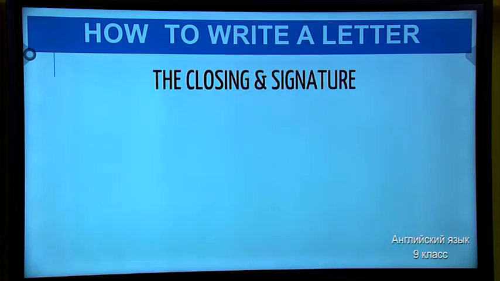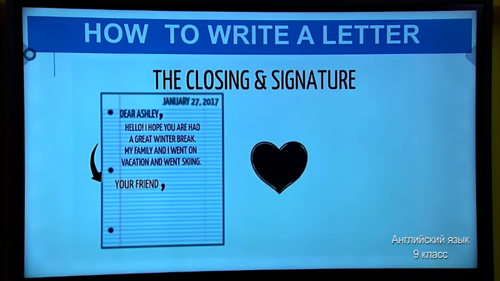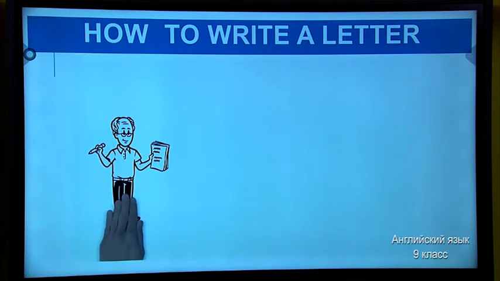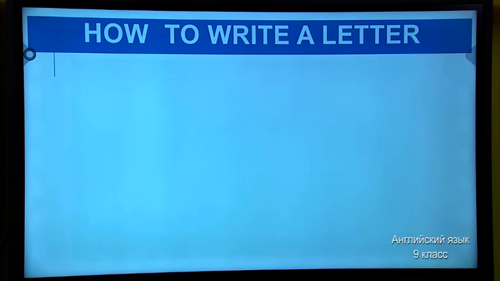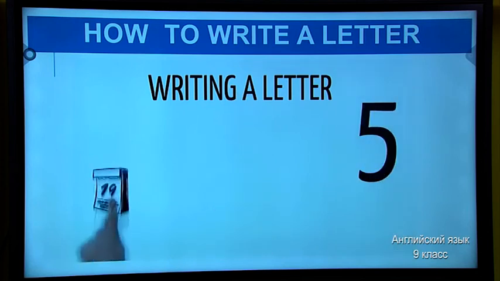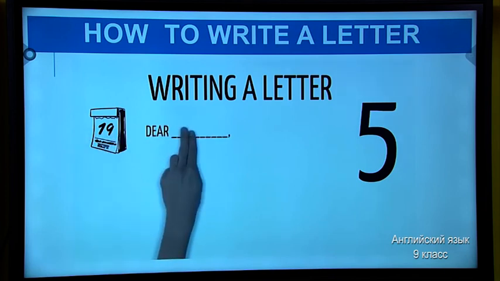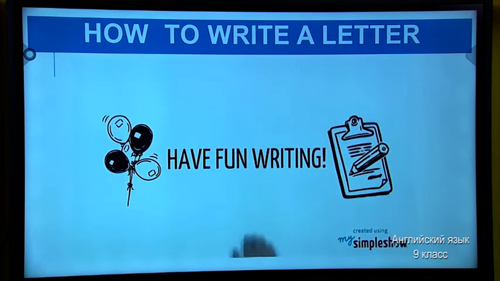The closing and signature come after the body. The closing shows the letter has ended. Depending on who you're writing to, you may say Your friend, comma, Love, comma, or Sincerely, comma. On the next line, after the comma, you write or sign your name or signature. Letter writing is a fun way to communicate with people all over the world. Remember, when you are writing a letter, you need to include 5 parts: the date, salutation or greeting, body, closing, and signature. Have fun writing!